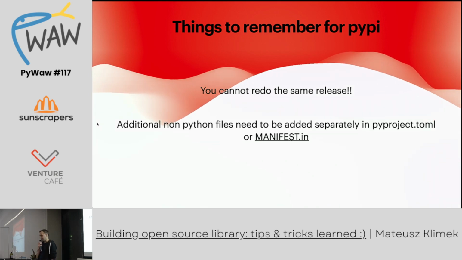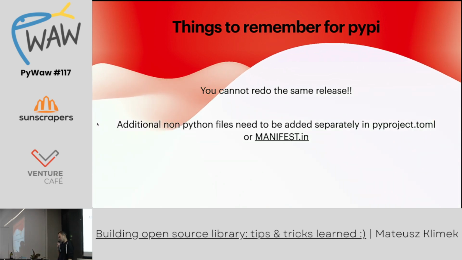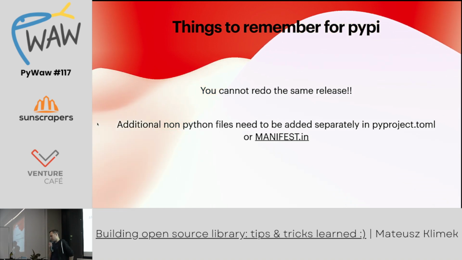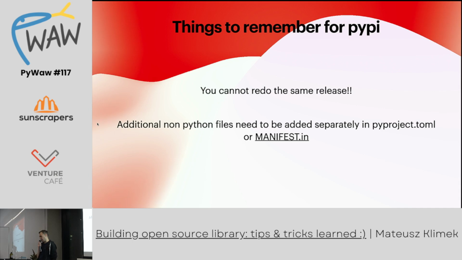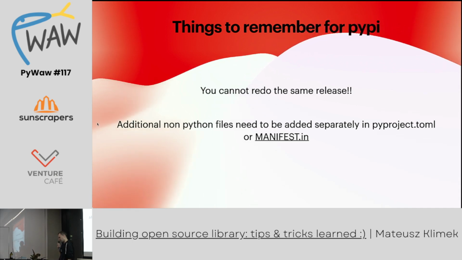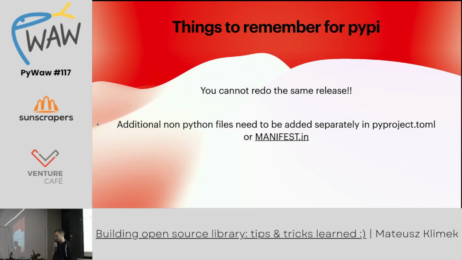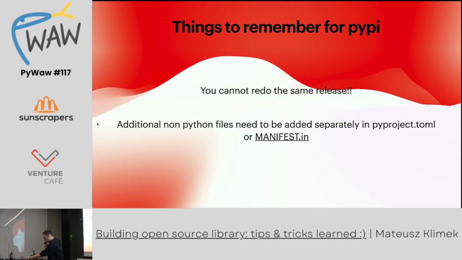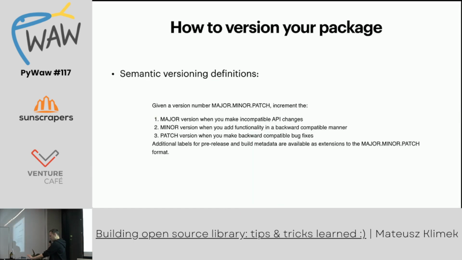releases. And another thing is that if you have any non-Python files in your package, you probably need to set it up and tell your build system to actually include those when publishing to PyPI. So that's pretty much this.